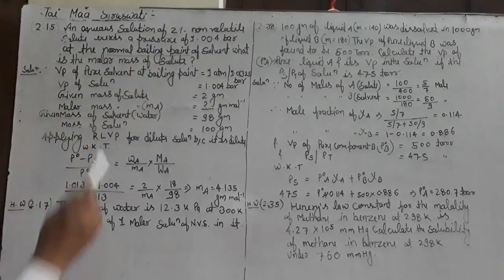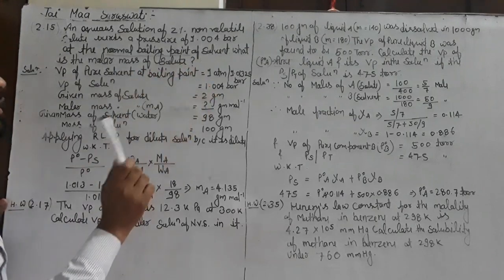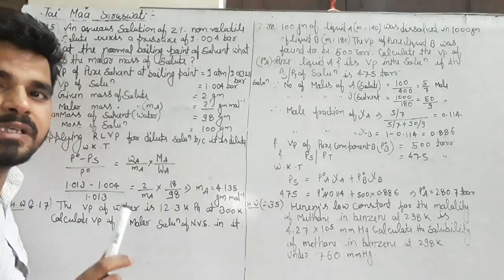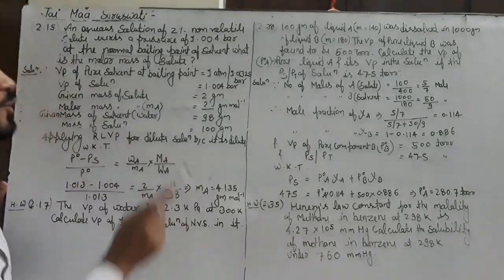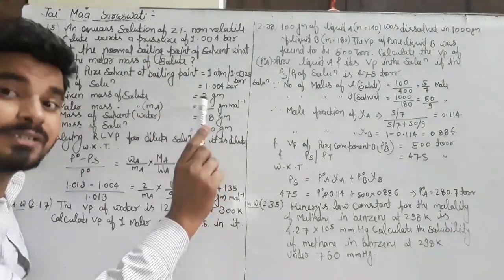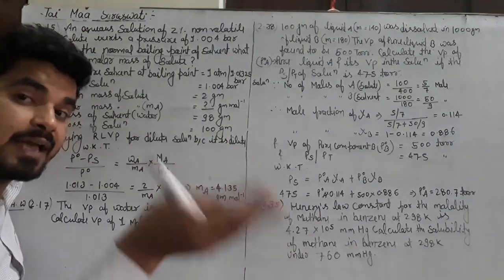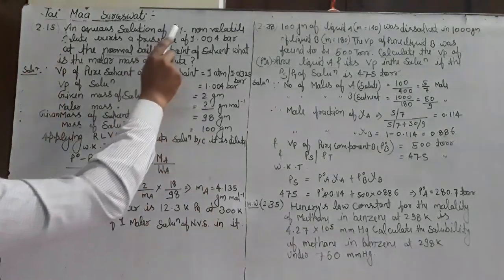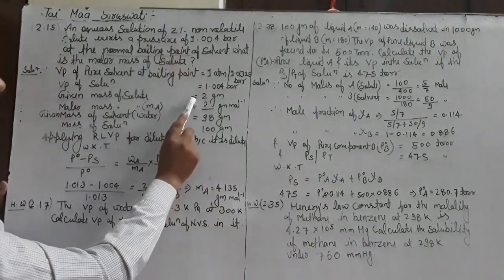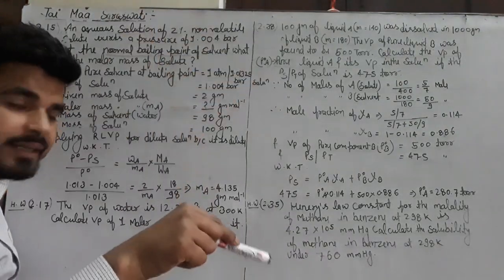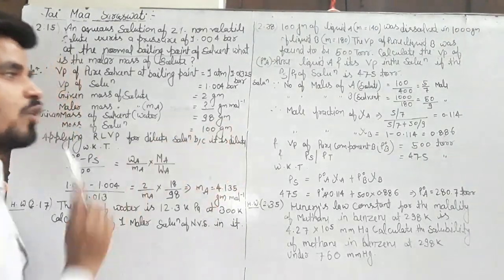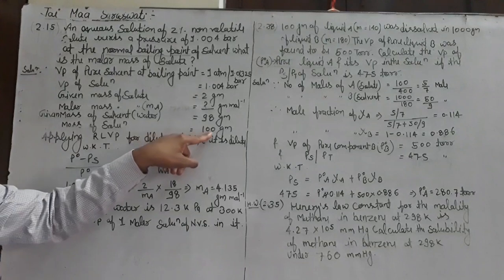Okay, so this is all about the question. In the question, what is given? 2%, what do you mean by 2%? 2% in the sense 2 gram of solute, because it is the mass percentage that we have already studied. It means 2 gram of solute, and the rest will be solvent. It means 98 gram will be solvent, and the solution will be 100 gram.